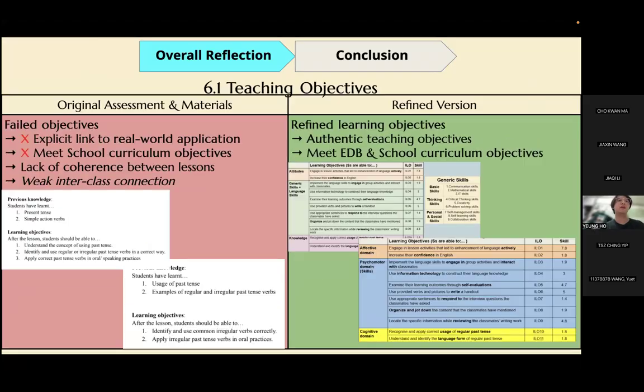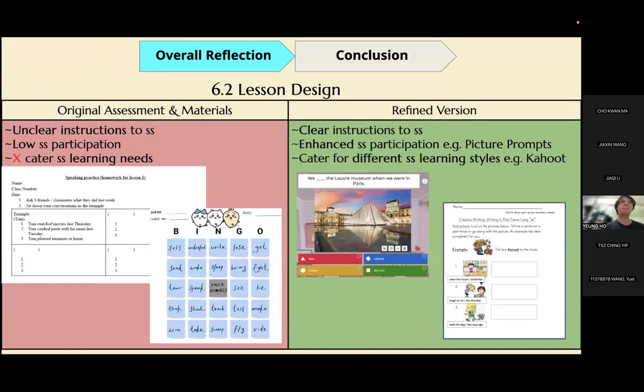And for the teaching objectives, first of all, we failed because we did not provide an explicit link to real-world application. We did not meet the school curriculum objectives, and we lacked coherence between lessons. And right now, we have authentic teaching objectives, and we meet EDB and school curriculum objectives. Next slide, please.